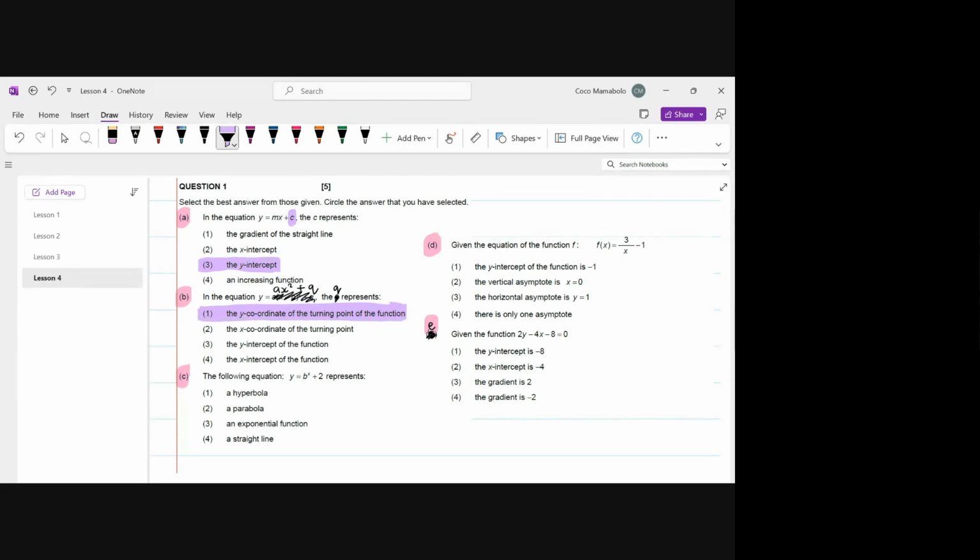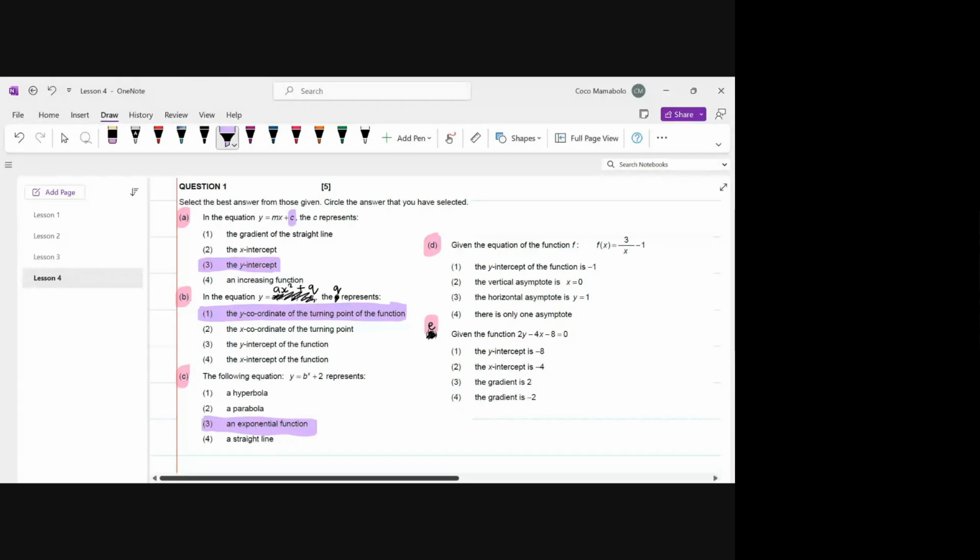All right. C says the following equation, y is equal to b to the exponent x plus 2 represents, come on guys, I've given you the answer. It's right there. B to the exponent. No, b to the exponent of x plus 2. It is indeed the exponential function. It's number 3. It's exponential. Why? Because our x is the exponent, which means that that's the answer we're looking for. An exponential function.